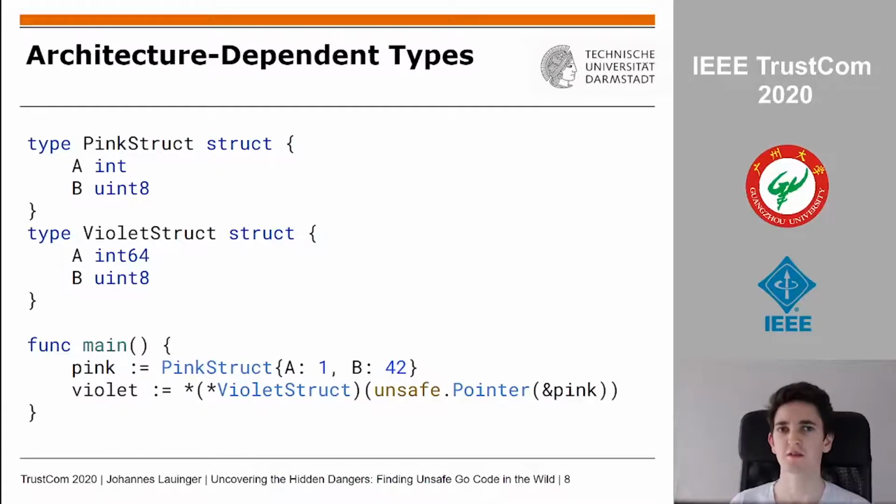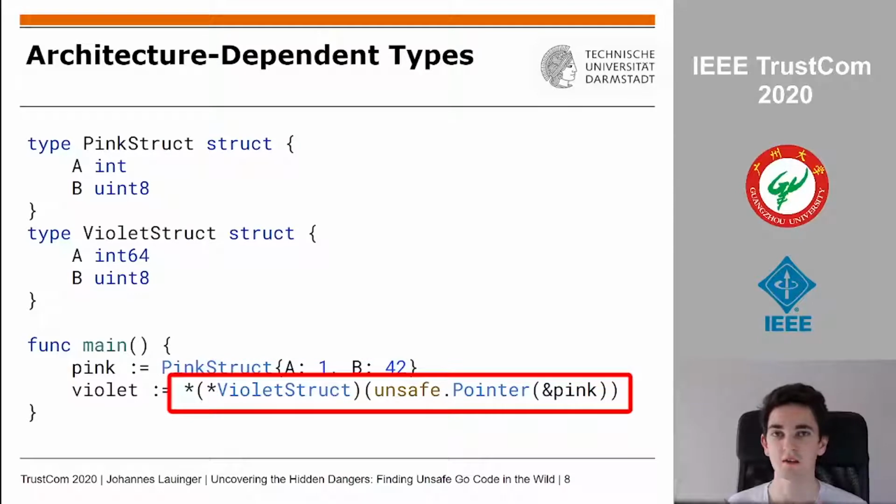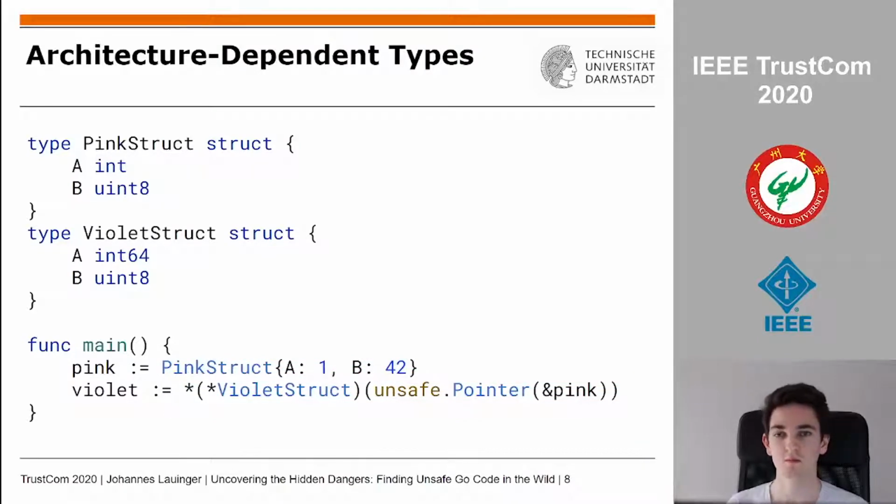Look at this code example. In the function main, unsafe pointer is used as an intermediary type to cast from pink struct to violet struct. Both struct types have 2 fields. But for field A, the types are different. They are int and int64 respectively.